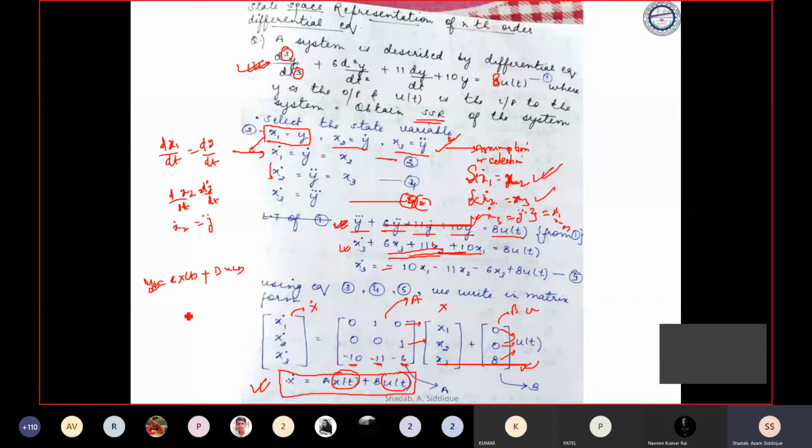So what is that? We have y of t is what? y is equal to, simply, we have x1. So it is very simple. y in terms of x1, x2, x3 and u we are trying to find. So we have already y is equal to x1. So that means we can write y in a matrix form. We can write x1, x2, x3, and plus D u of t, so u of t we have.